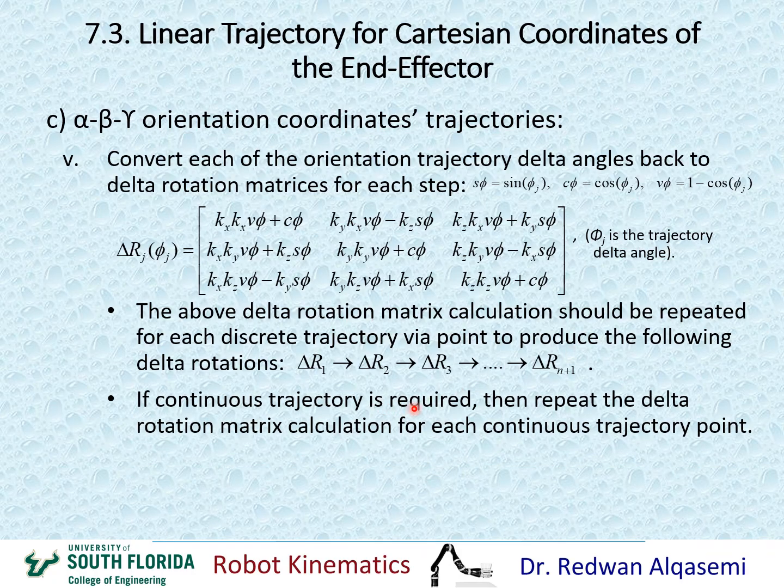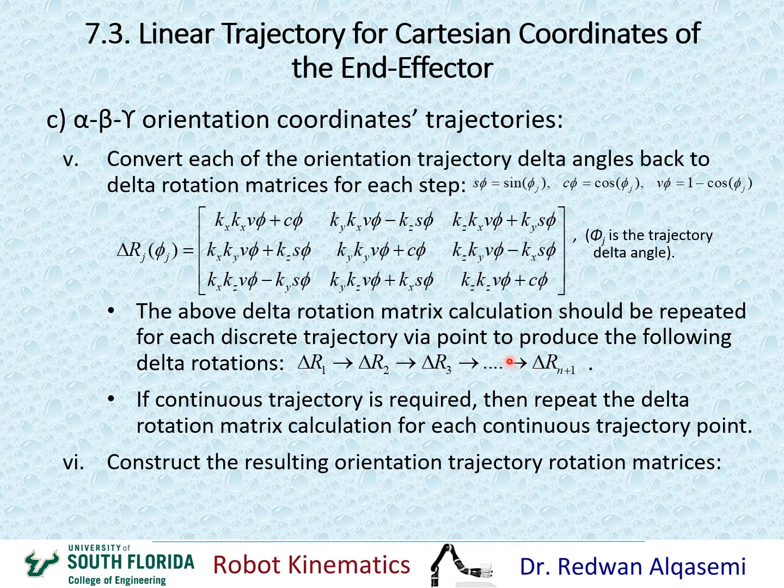Now, if we are looking for a continuous trajectory, then we have to repeat that delta rotation matrix right here for each continuous trajectory point. So if we're required to find the trajectory point, or where the rotation is at any particular time, then we get that time and we substitute it into the equation for that particular trajectory to get that particular delta phi, or phi delta angle difference, and then we substitute that delta phi in here to find delta R.